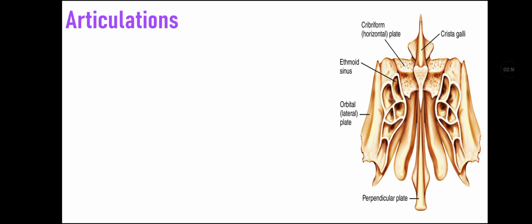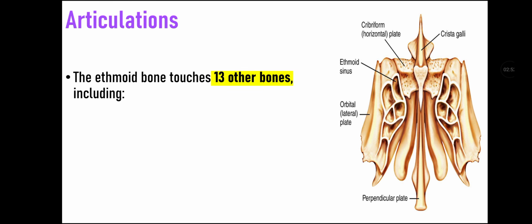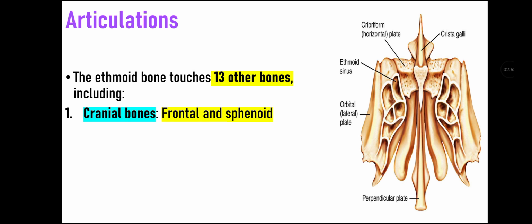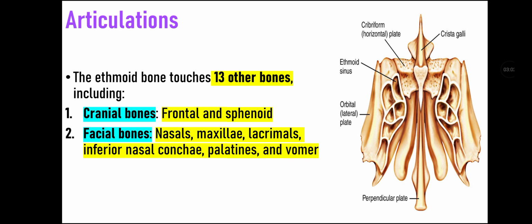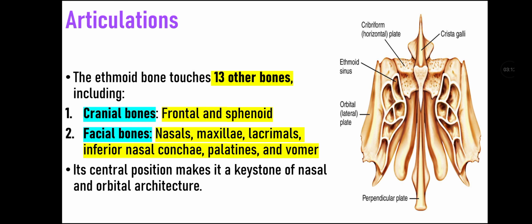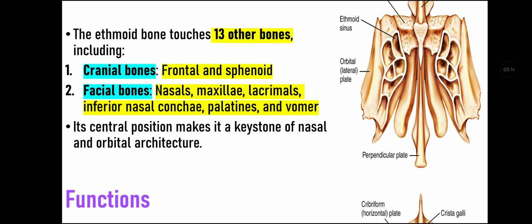Now let's talk about articulations of ethmoid bone. Ethmoid bone articulates with 13 other bones that include cranial bones that are frontal bone and sphenoid bone. And from the facial bones, it articulates with the nasal bone, maxilla, lacrimal bone, inferior nasal conchae, palatine bone, and vomer bone. And its central position makes it a keystone of nasal and orbital architecture.